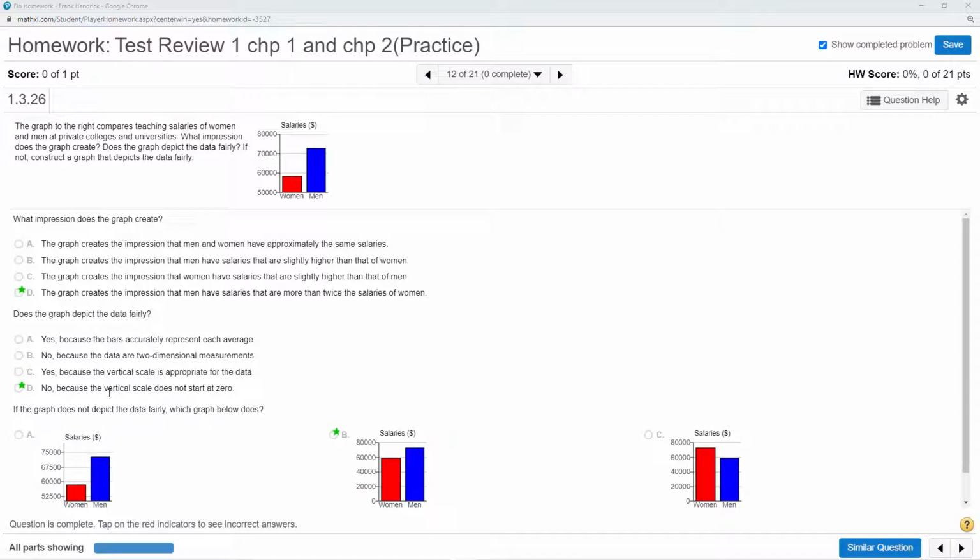Okay. Now it's not A, because we have the same type of thing going on here. It doesn't start at 0. And it's not C because it reverses the relationship here. The only one it could be is B. It starts at 0, and it preserves the relationship here of where you see men earning more than women. But it's not as much of a discrepancy as once thought.